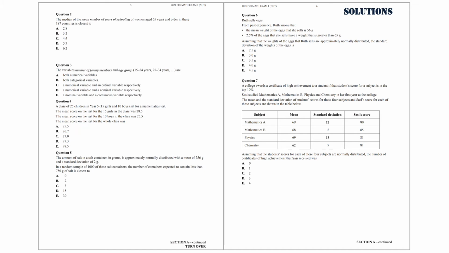In question 2, we are asked to determine the median of the mean number of years of schooling of women aged 65 years and older in these 187 countries. First of all, we need the histogram from the previous question. We know that the median is the value in the middle. Since there are 187 countries, divided by 2, that is equal to 93.5.